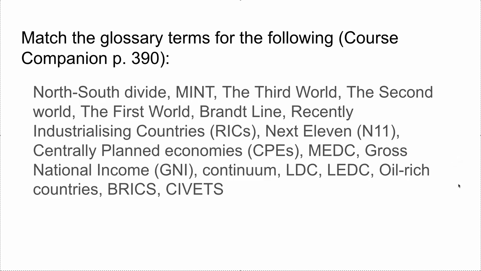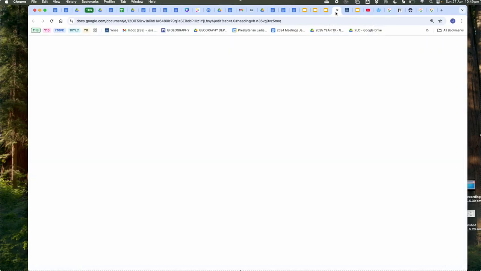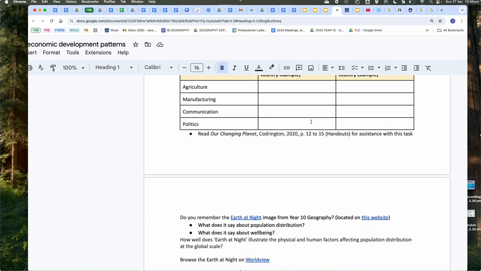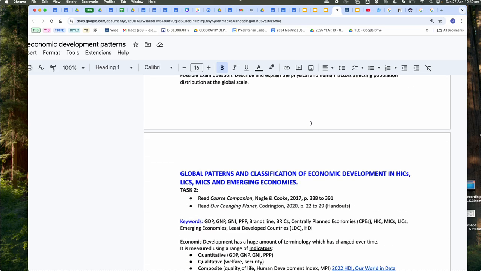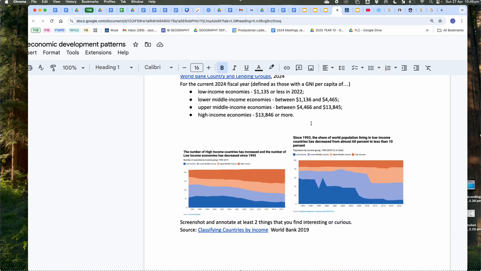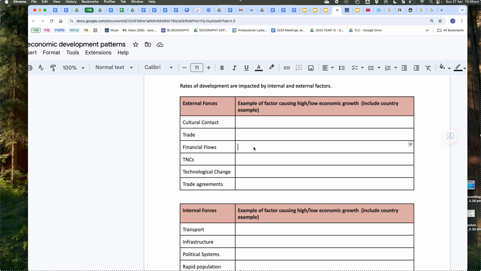The next thing I want you to do is match the glossary terms for these following concepts which we've discussed, and then read Codrington, page 24 to 28, and fill in the tables. So over here, you should have finished this, and we are looking at here, write your 2 points, and then write down some information on factors that are influencing economic growth.